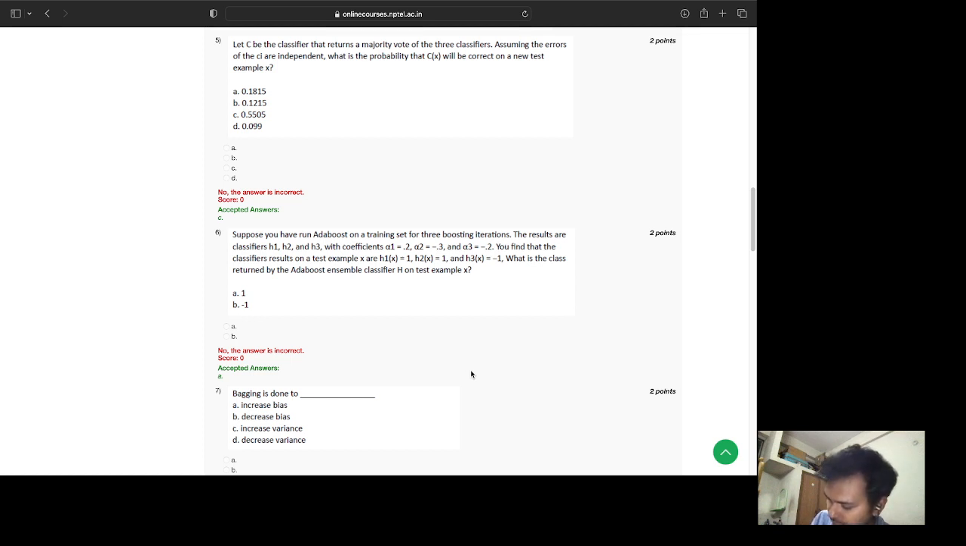What do you mean by taking the sign, sir? That is where I was confused. I was doing 0.2 H1 into alpha 1, 0.2 H2 into alpha 2, minus 0.3 H3 into alpha 3, so it is 0.1, right? So 0.1 is greater than 0, that means it is class 1. Okay, so the sign of the value is positive here. If it is minus 0.1 then it is minus 1. Yes, okay. So that is why it is class 1.